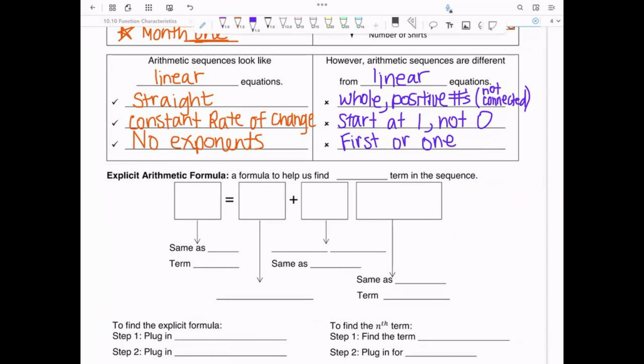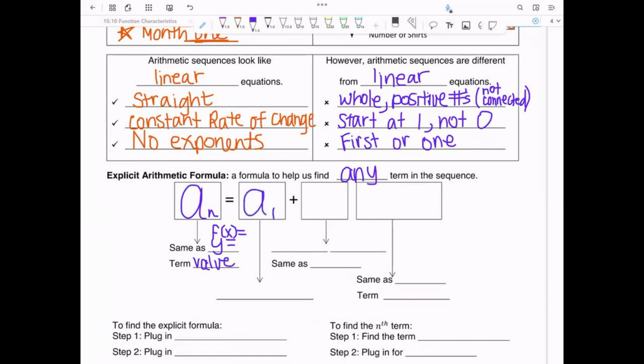So an explicit formula helps us find any term in the sequence. If we want to find the 10th term, we're going to plug in a 10 for our variable. So we start out with a sub n. This is the same as y equals, also the same as f of x equals. It's just another way to indicate what the sequence is called, or this equation. And this is our term value, so this is the actual numbers in the sequence that we see.